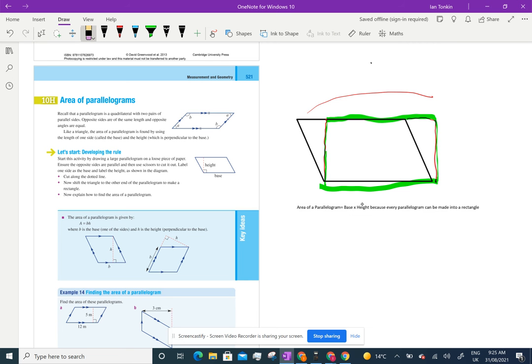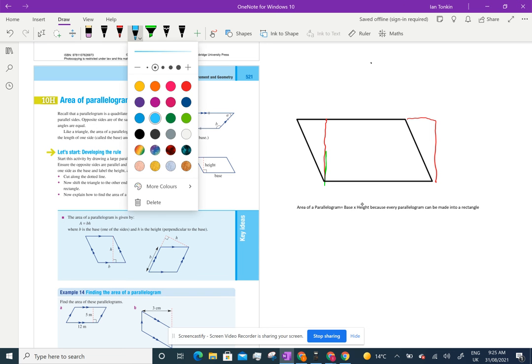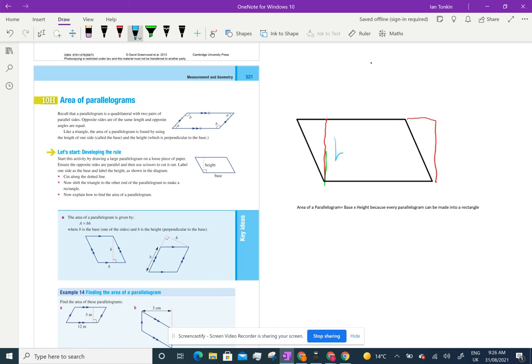And if I get rid of that and that, and I'm going to call this the height. And it has to be perpendicular height, perpendicular down here. And this is my base. All right, so I've essentially moved this little triangle, this bit, over to here and made my parallelogram into a rectangle. And I'm just going to use the rectangle formula. So I'm just going to use base times height.